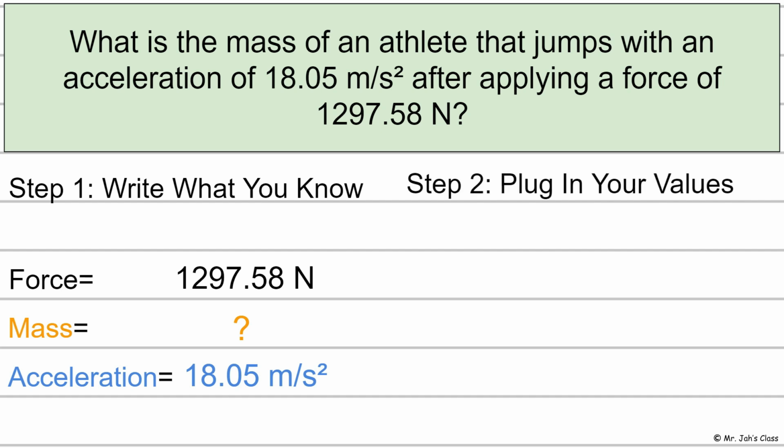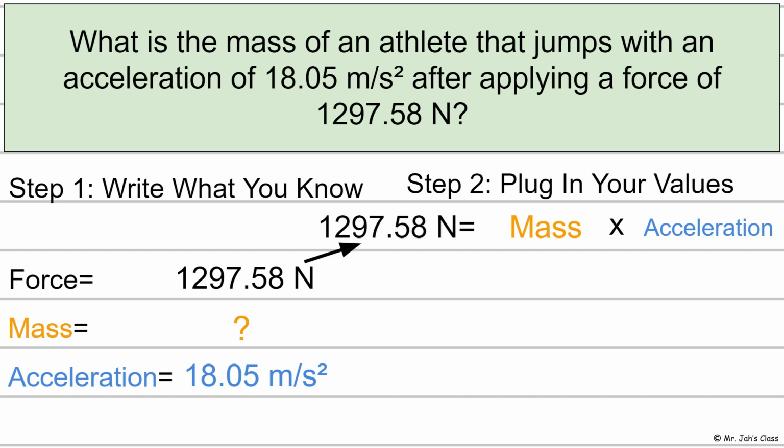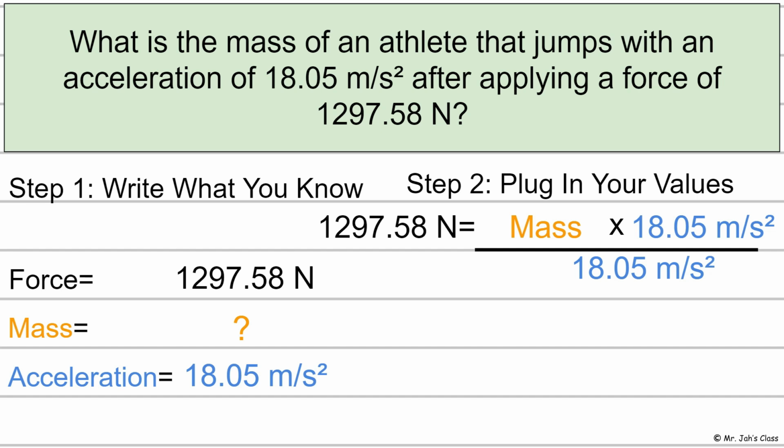Now, step 2, we plug in our values to the formula. The formula for Newton's second law is force is equal to mass times the acceleration. So we take the value for force and we plug it in, and we take the value for acceleration and we plug it in. Now, mass is what we are trying to solve for, and we have to get it by itself. So we have to do the opposite operation. It is being multiplied by acceleration, so therefore, we need to divide by acceleration.